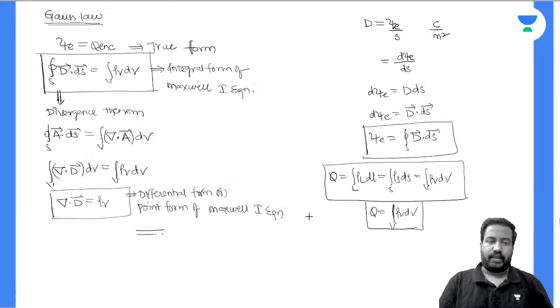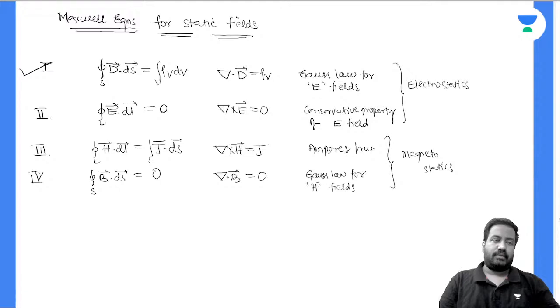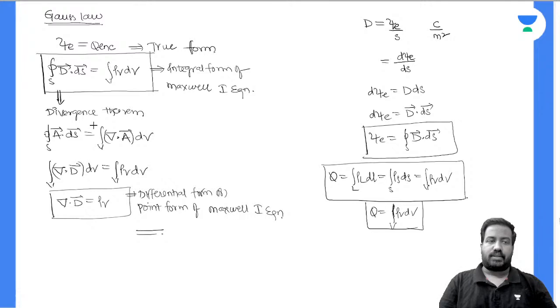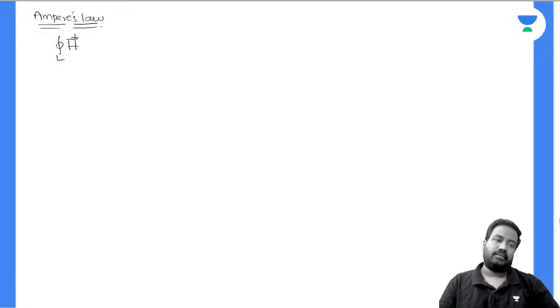We derived these two equations. Next is Amperes Law. According to statement of Amperes Law, circulation of H is equal to current enclosed by the loop.